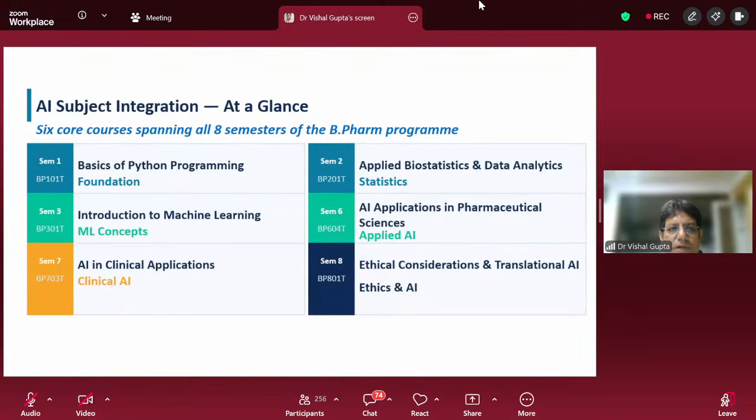So in the AI subject integration at a glance, there are 6 courses spanning 8 semesters. Semester 1 covers basics of Python programming, which is the foundation course. Moving on to semester 2, applied biostatistics and data analytics, which primarily focuses on the statistics domain. In semester 3, we have introduction to machine learning, where all the machine learning concepts are taught to our students. Then in the last 3 semesters, AI applications in pharmaceutical sciences, where applied AI is taught; AI in clinical applications, where clinical AI is taught; and ethical considerations and translational AI, with ethics and AI taught along with a project.